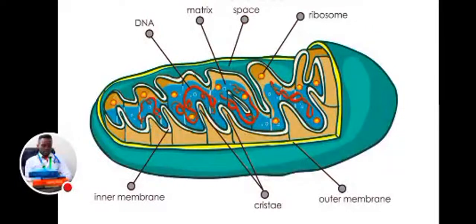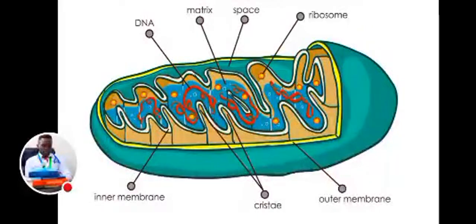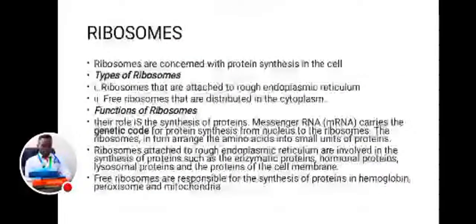malate dehydrogenase. So when this wheel continues to spin round and round, the tricarboxylic acid cycle produces energy in the form of ATP as well as NADH and GTP. So these are the energy molecules that are produced in the tricarboxylic acid cycle, and that's how the mitochondria plays an important role in energy production.